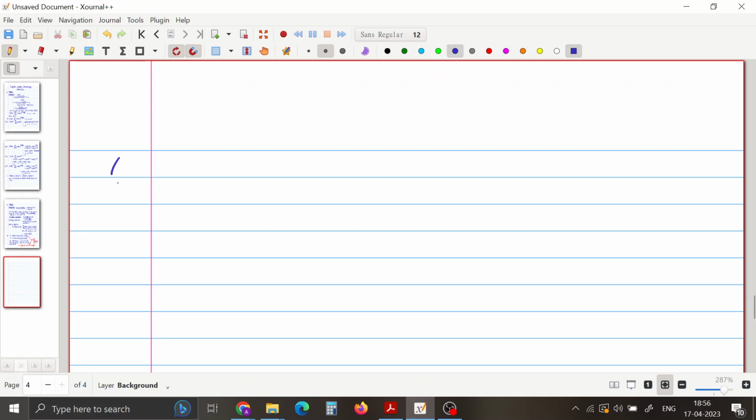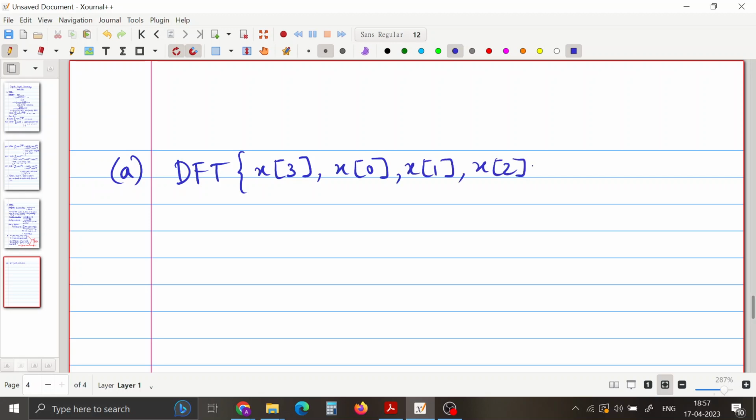So we're looking at part A, DFT of this. This is what we need to find.